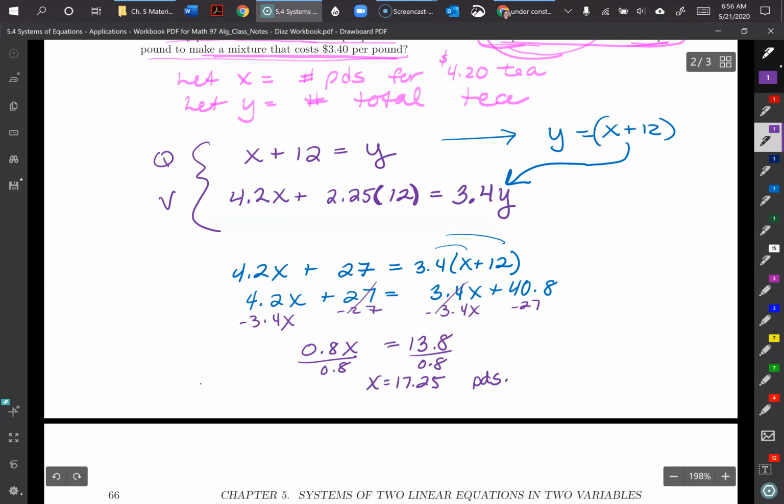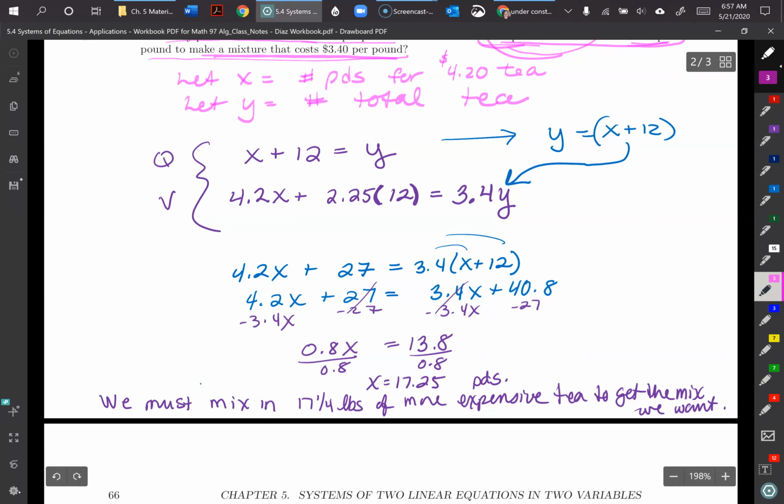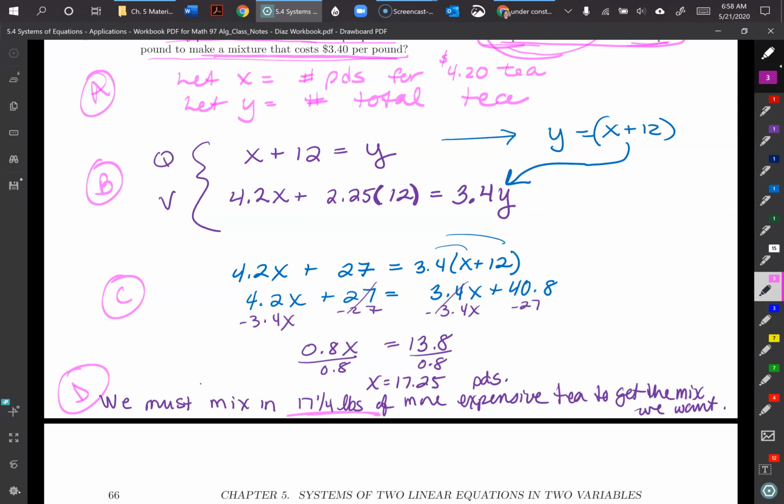So what is our question asking? It's saying how much do we need to mix in? So we don't really need to know the total. We just need to know what we're mixing in. So our answer would be we must mix in 17.25 pounds of the more expensive tea to get the mix we want. Okay, so there's your answer. Again, all the parts, we have A, B, C, and D. That's the key thing. LBS is just an abbreviation for pounds, or you could do PDS or write out the word pounds. It doesn't matter, that's fine.